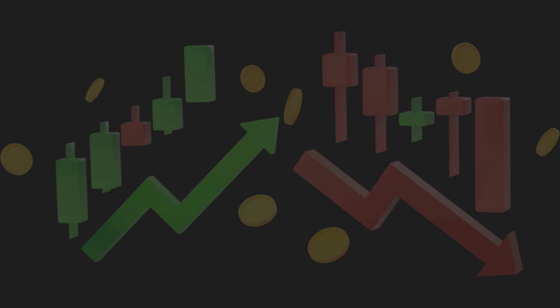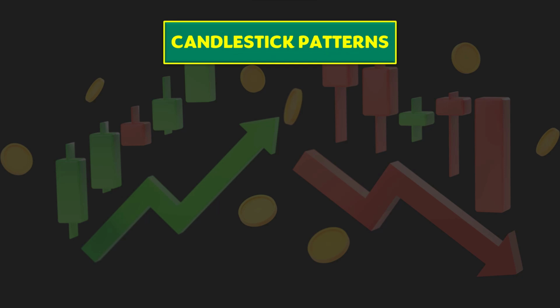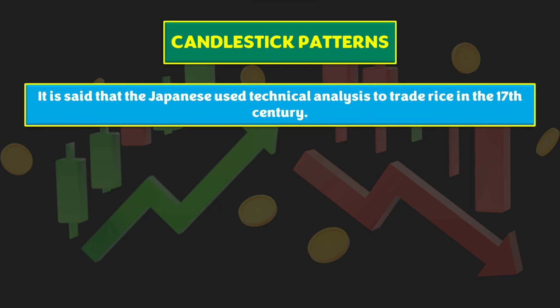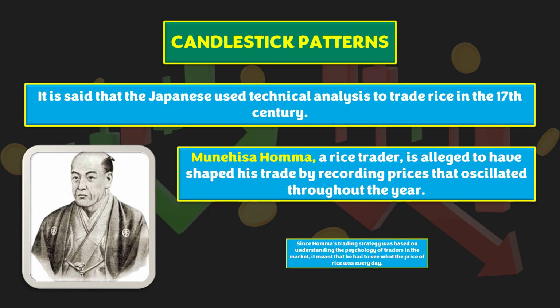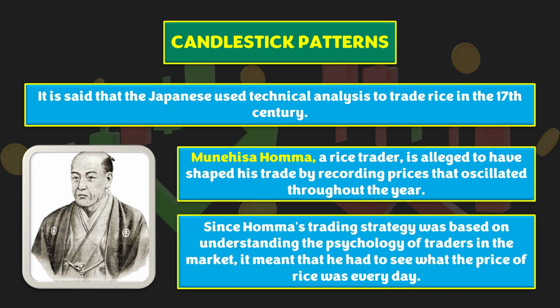Today we're going to tell you about candlestick patterns. It is said that the Japanese used technical analysis to trade rice in the 17th century. Munehisa Homa, a rice trader, is alleged to have shaped his trade by recording prices that oscillated throughout the year. Since Homa's trading strategy was based on understanding the psychology of traders in the market, he had to see what the price of rice was every day. So, he could see if the price action of that day was causing a candlestick pattern to form. Because of this, he is considered the father of the candlestick chart.